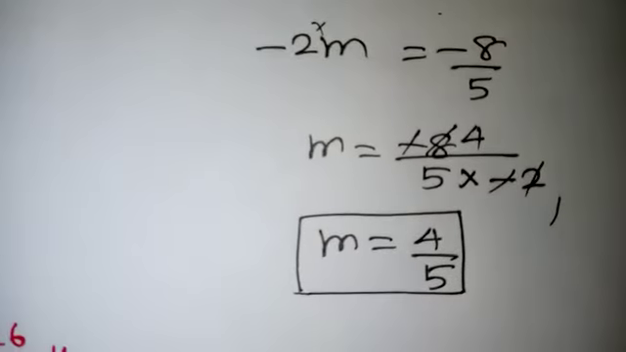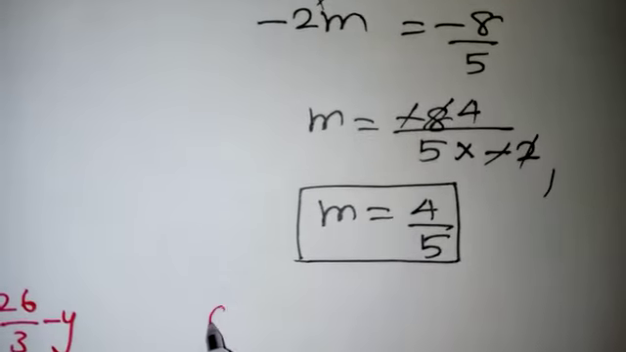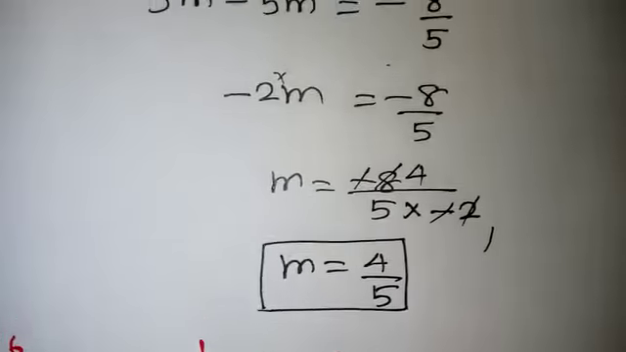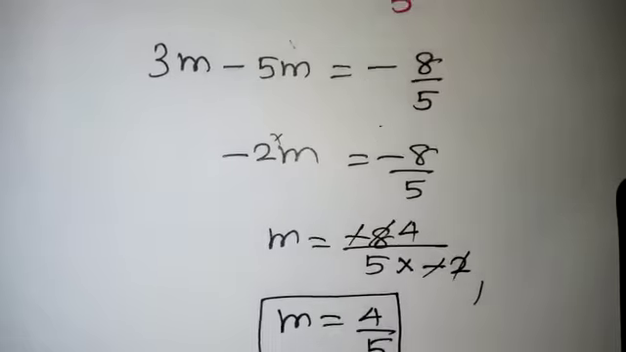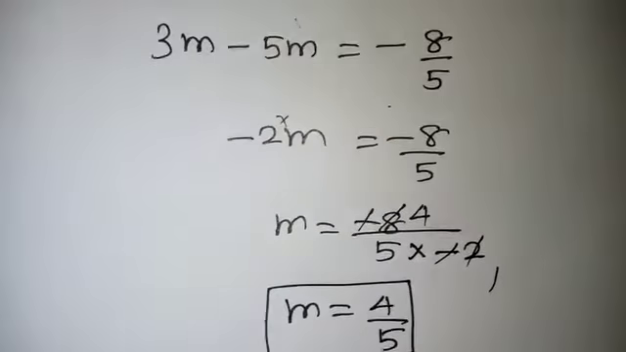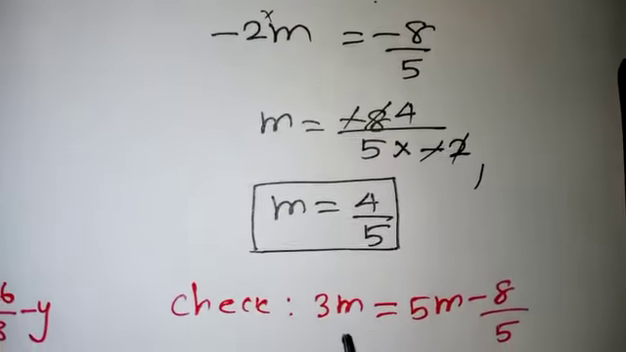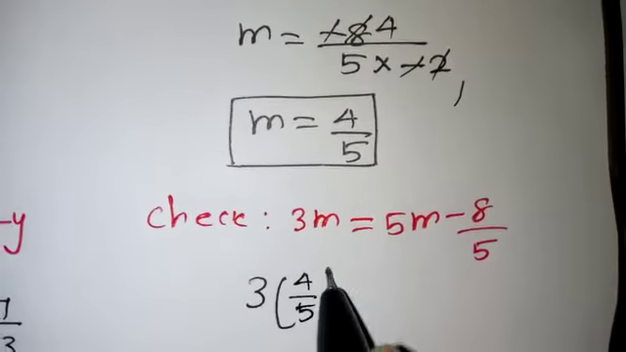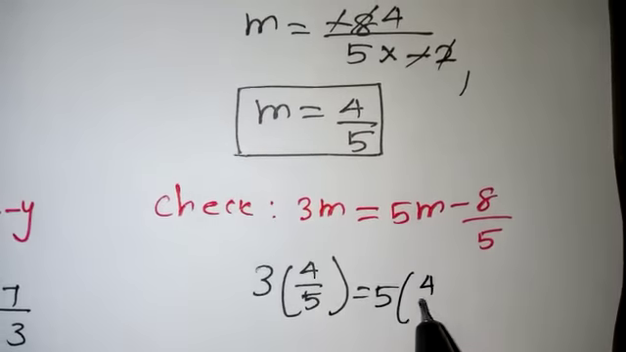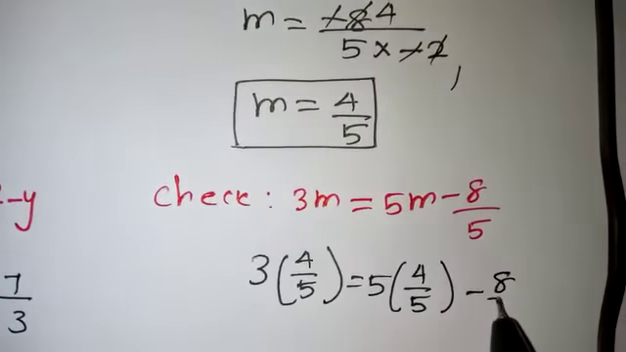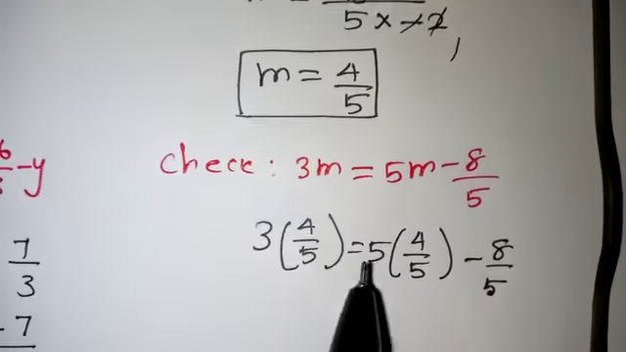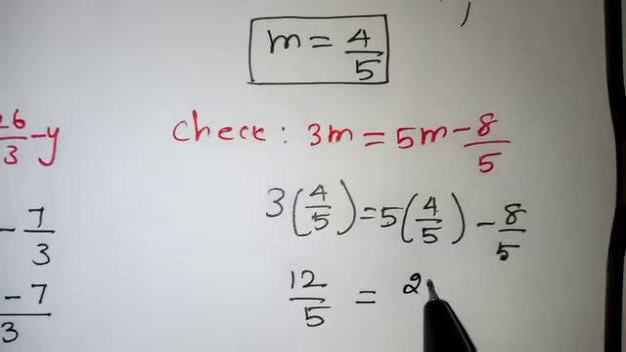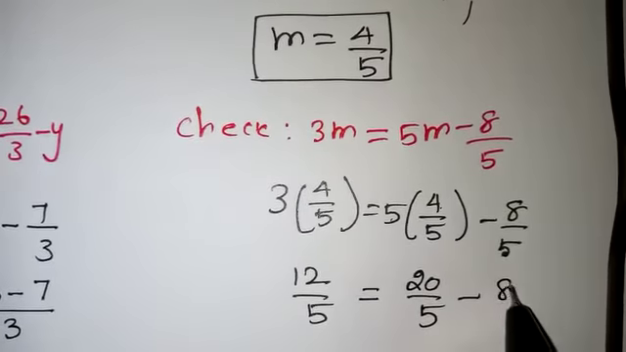Now we are going for the verification. So we have to take our question for checking or verification also. Our question is 3m is equal to 5m minus 8 by 5. So here the m value alone we are going to substitute now. Keep the 3 as it is. The m value we got is 4 by 5, which is equal to 5 into again the m value 4 by 5 minus 8 by 5 we are having now. Now here 3 fours are 12 by 5, which is equal to here 5 fours are 20 by 5 minus 8 by 5 we are having.